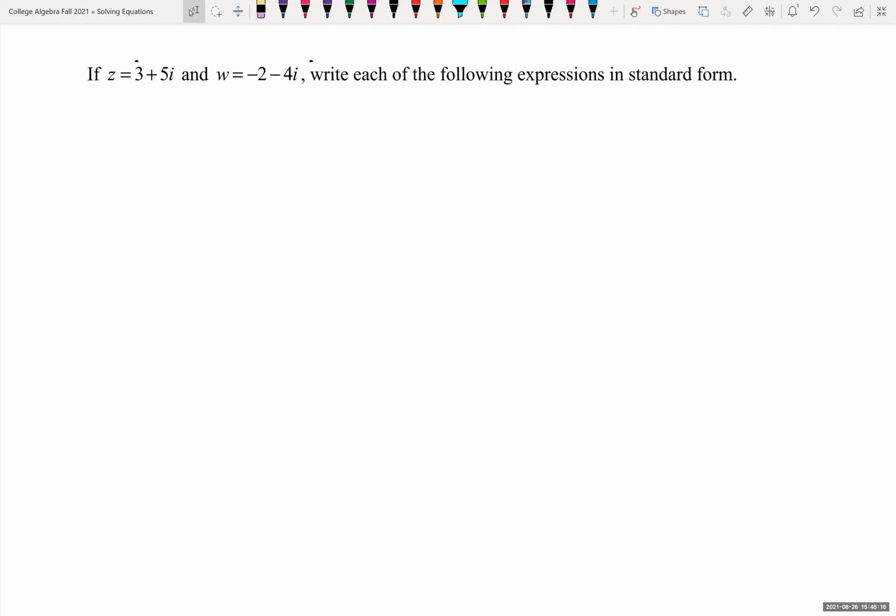Okay, so let's look at an example. We're given that z is equal to 3 plus 5i, and we're given w is equal to negative 2 minus 4i, and we want to find the following.